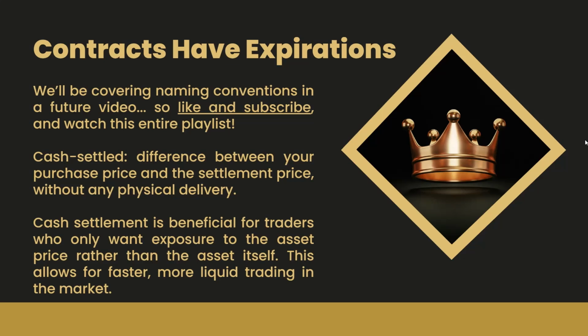So getting into the content here about understanding cash settlements. Again, now that we know how futures work from the last video, cash settlement is a key feature that makes futures unique. Now, contracts have expiration dates. So this can seem different if you're used to trading stocks or investing in a 401k or an IRA. And we're going to be covering what this means and how the contracts are named by their expiration dates in a future video. It's called the naming conventions.